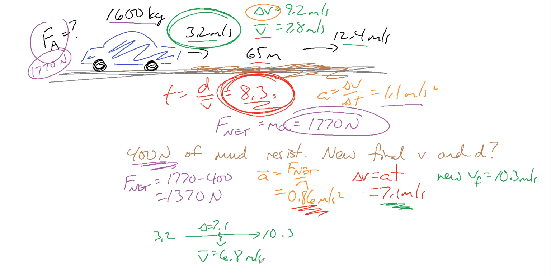So if I get, it's a different green, that one right there. If I do d = v t again, so my time, again, I'm just going to keep the 8.3 for my time. I'm not going to change that. And I'm going to use my new average v of 6.8. So I'll multiply the 8.3 by the 6.8, and it gives me a distance of around 56 meters.